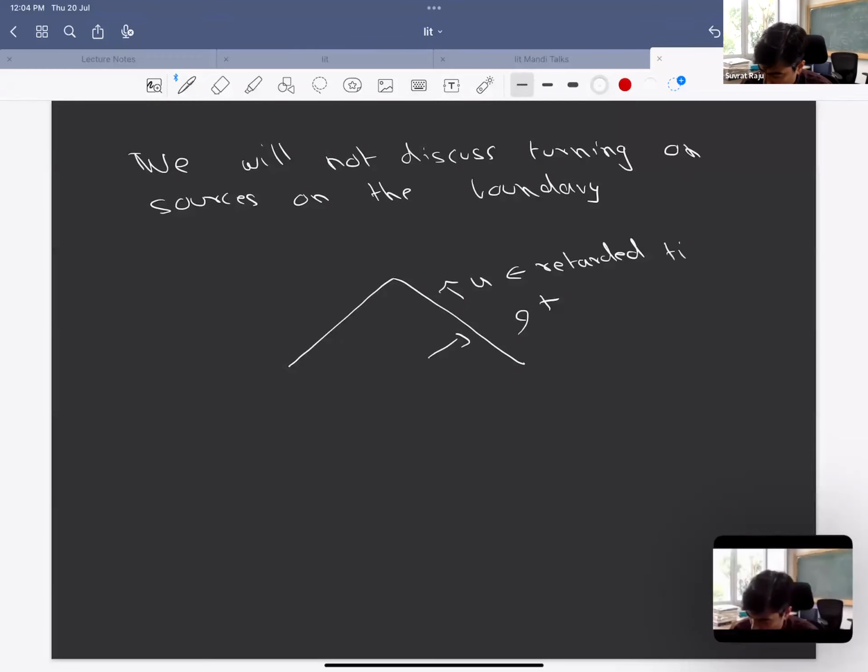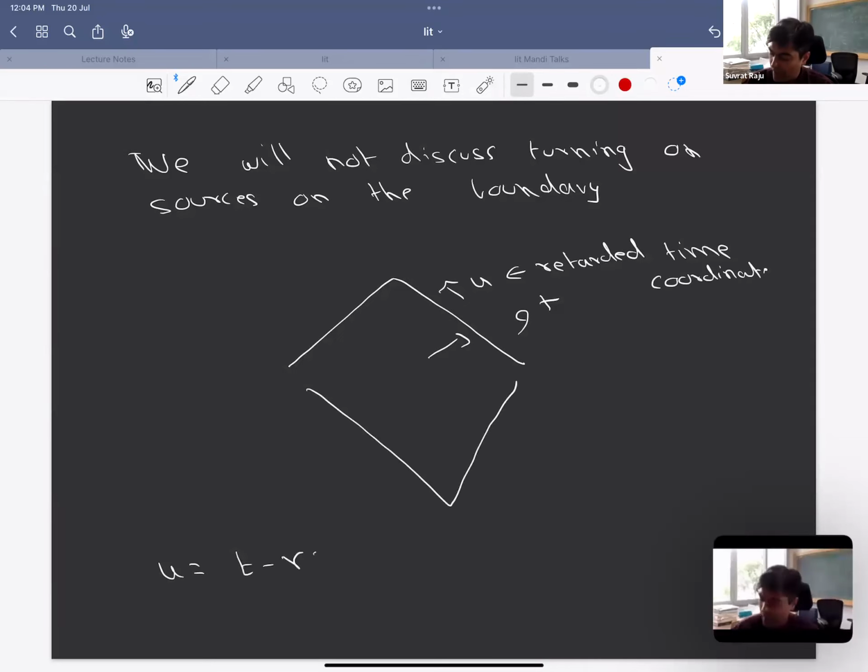And this retarded time coordinate is just t minus r. So this is just what we would think of as t minus r, and it runs from minus infinity here to plus infinity here. And so it's convenient to think of null infinity in terms of this retarded time. Similarly, we can think of past null infinity in terms of an advanced time in exactly the same way.